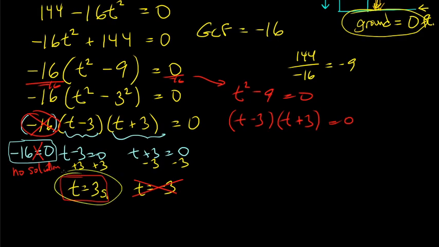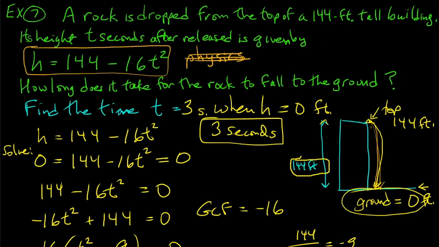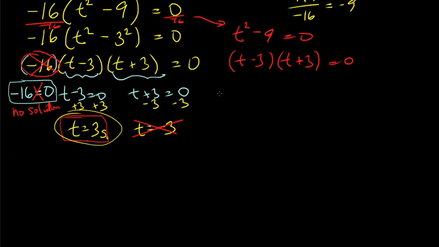And that's the solution, right? So yeah, it roughly takes 3 seconds for an object to fall 144 feet. Okay, so that's one type of projectile problem.